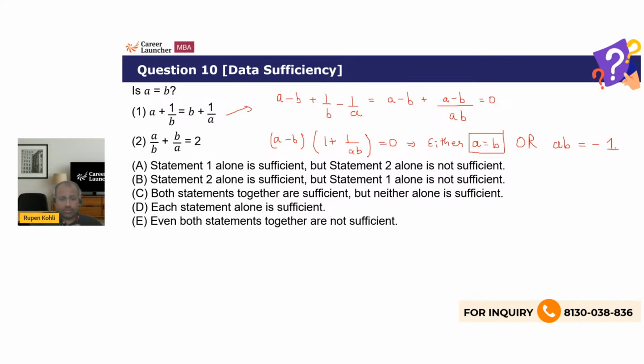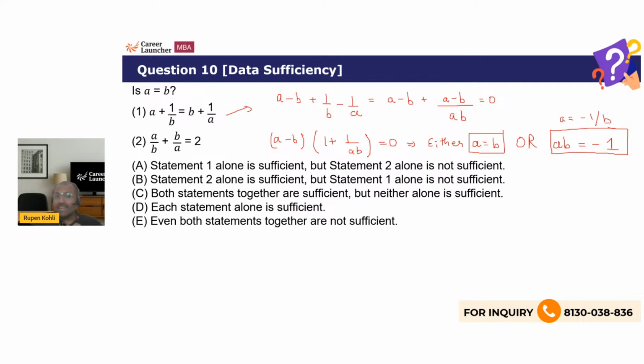So there goes away your option, Pratham. You're saying statement 1 alone is sufficient, but it is clearly not, because statement 1 is implying that either A equals B. That is a possibility. We are not denying it, but it's not a guarantee, because it could also be the case that A into B equals minus 1, which means that A equals minus 1 over B.